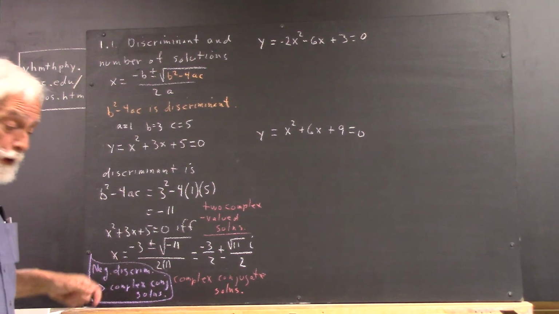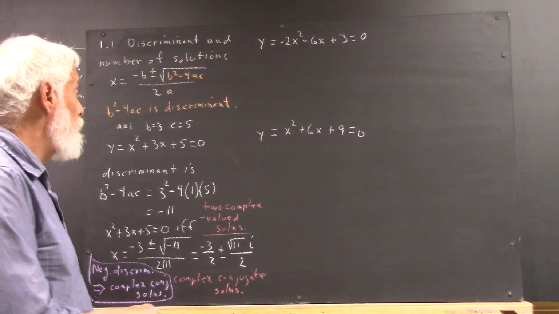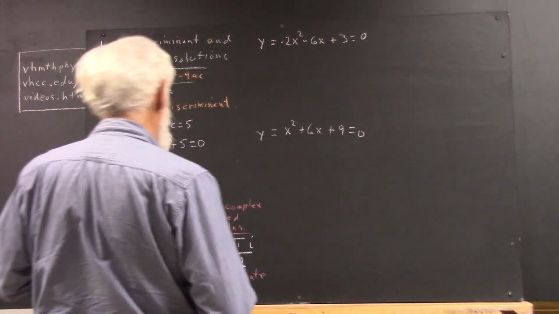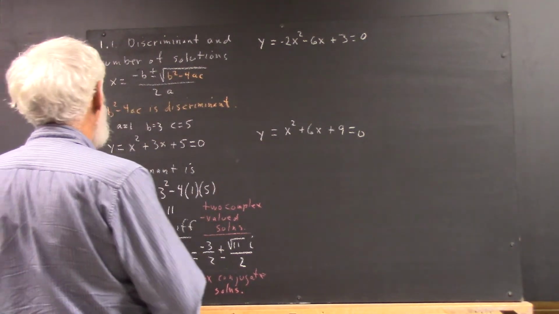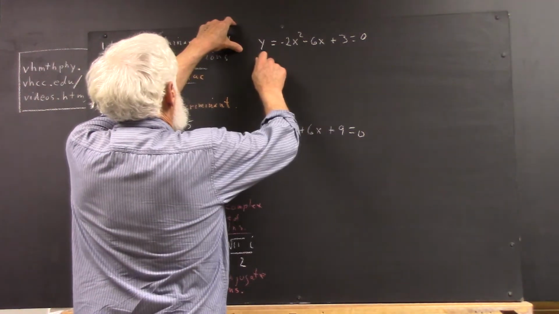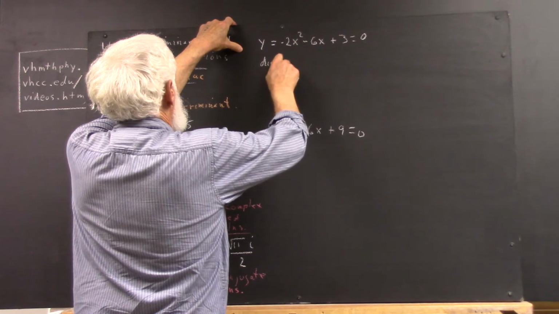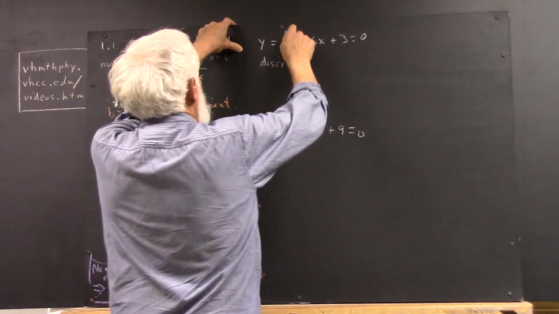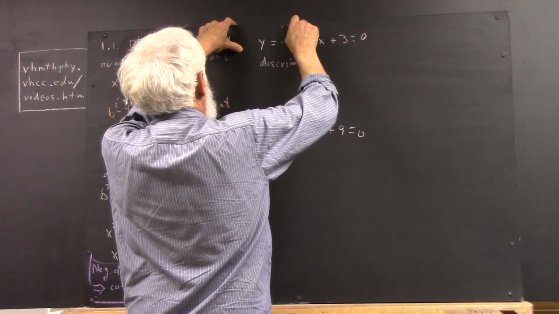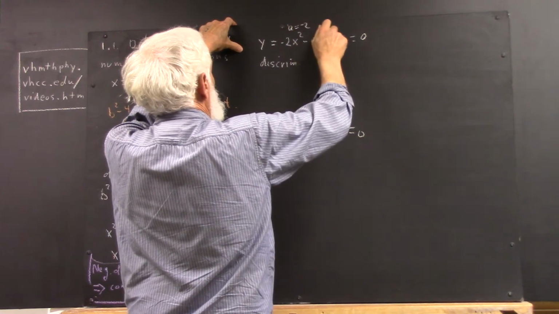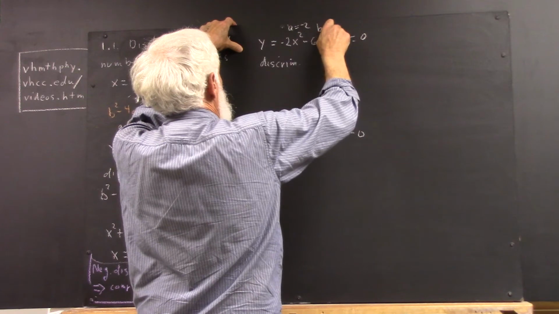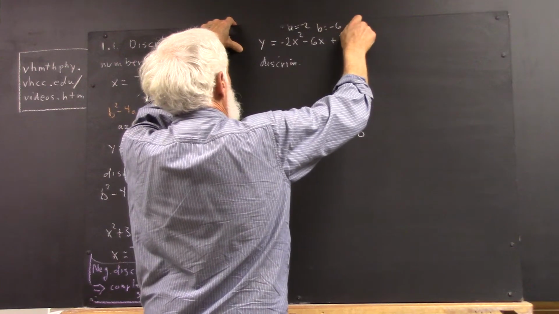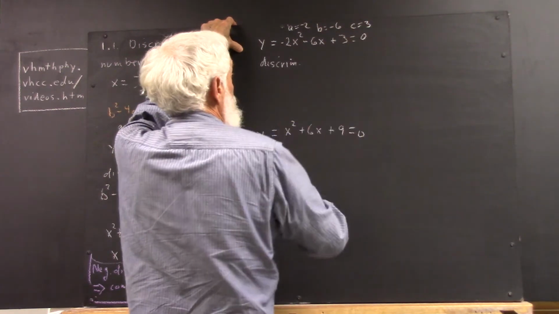That's what happens when you have a negative discriminant. Now let's see what happens with this equation. Okay, the discriminant. Well, first of all, A is negative 2, B is negative 6, and C is 3.